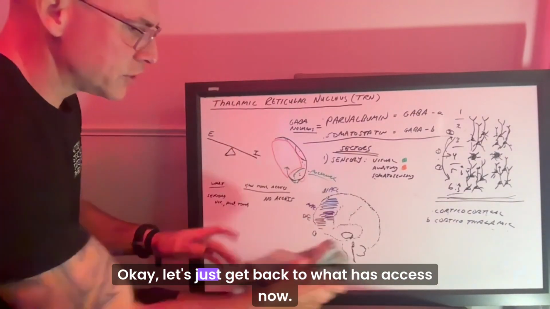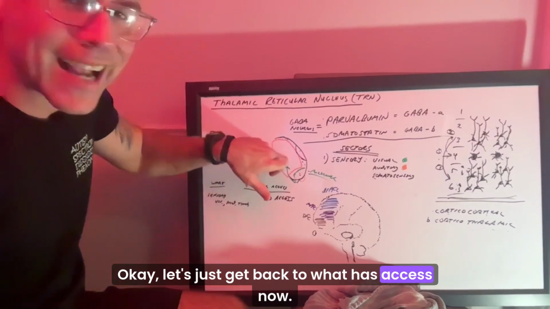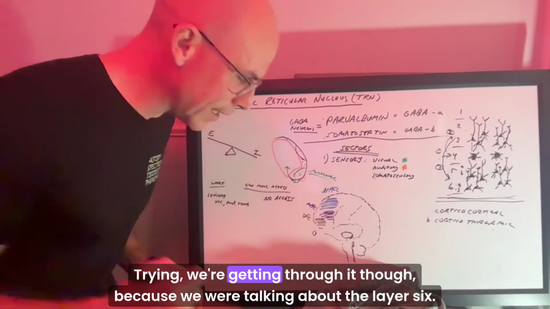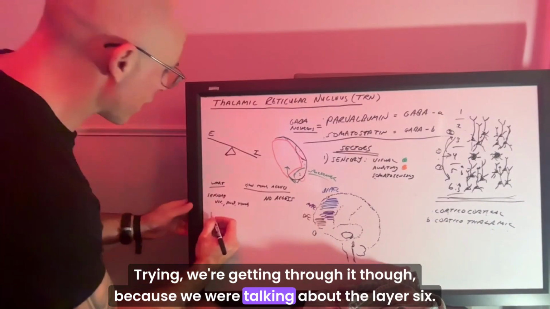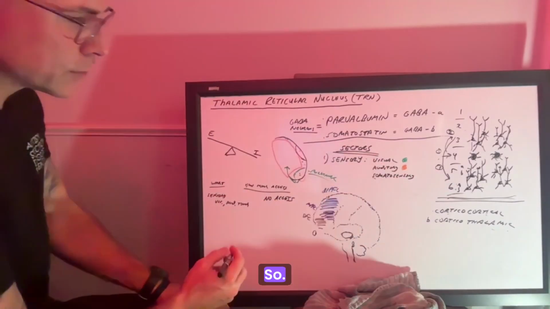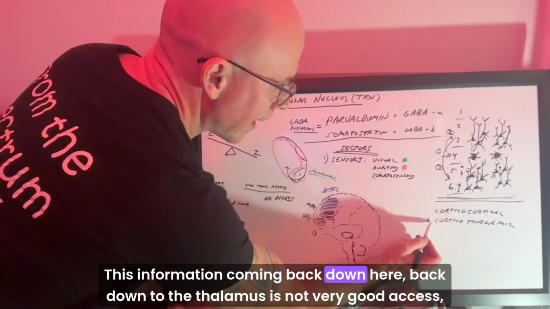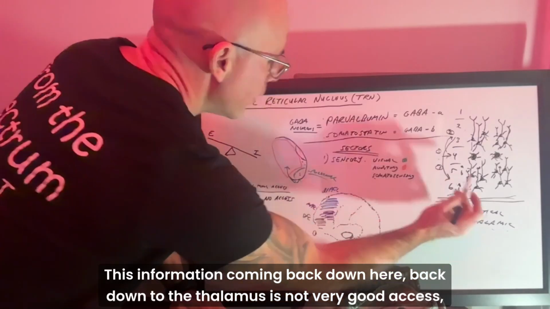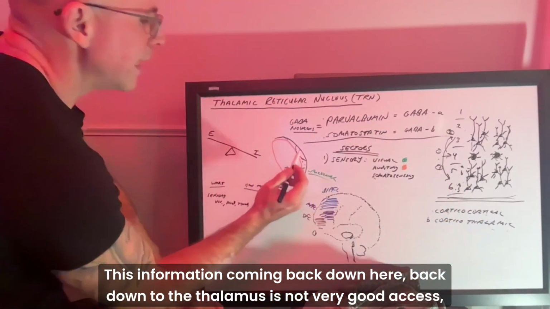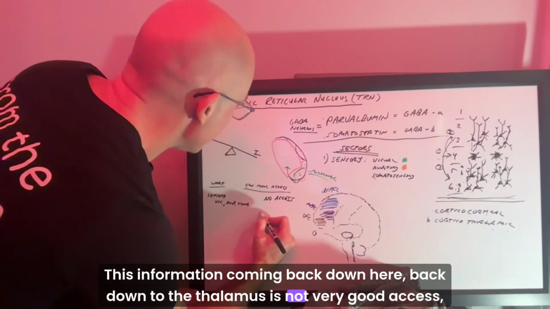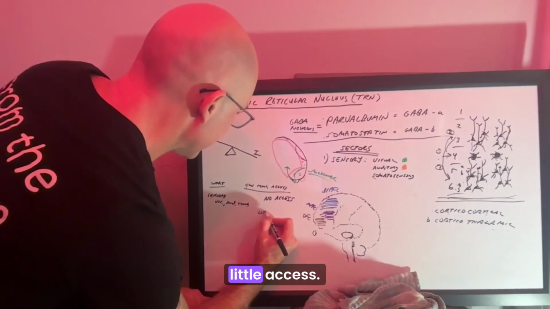Okay, let's just get back to what has access now. I'm trying. We're getting through it though, because we were talking about layer 6. So this information coming back down here, back down to the thalamus, is not very good access. Little access.